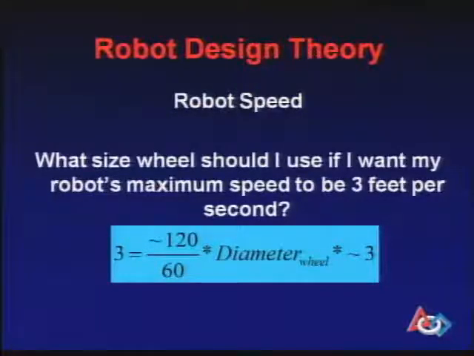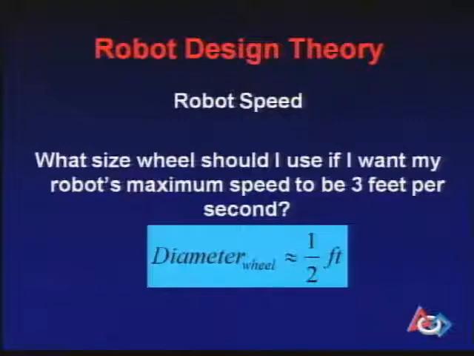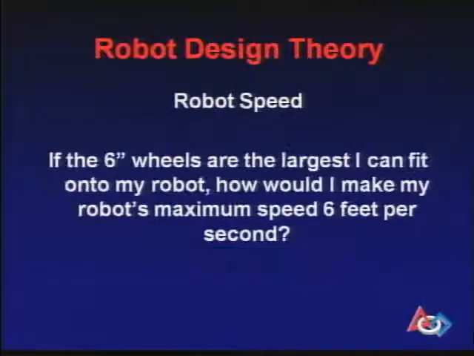So we go back to our problem here, and we have our equation filled in with numbers now. We have 3, the final speed of the robot, is equal to 120 RPM divided by 60, which gives us 2, times the diameter of the wheel times pi, which for the sake of argument I'm going to call about 3. So we have 3 equals 6 times the diameter of the wheel. Therefore, the diameter of the wheel is going to be half a foot, or about 6 inches. Therefore, if we use 6-inch wheels on the robot, we're going to have it drive at 3 feet per second.